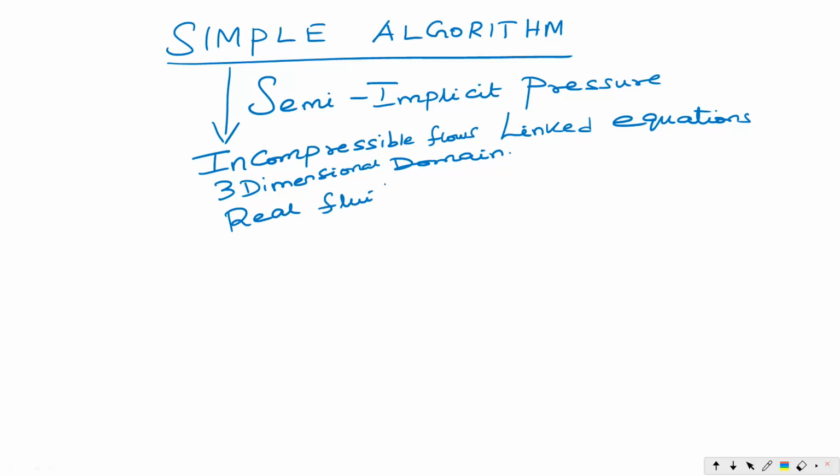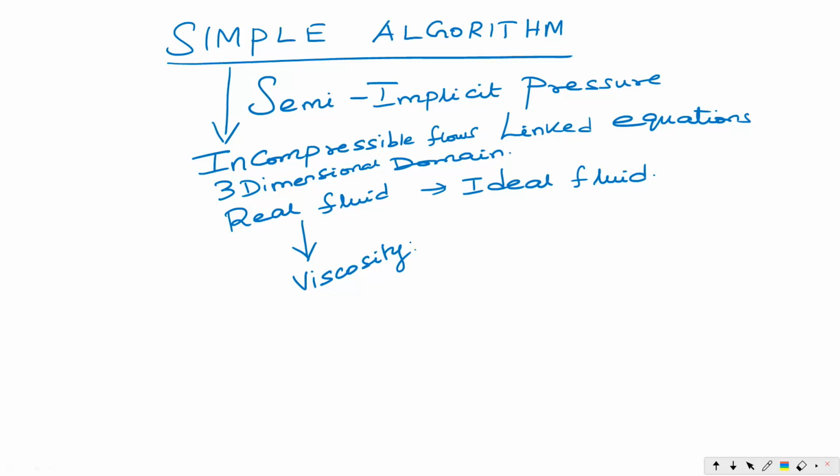Then it is applicable for the real fluid. If it is a real fluid, what is the other type of fluid? It is called the ideal fluid. An ideal fluid is a fluid which does not have viscosity, whereas a real fluid possesses viscosity. So these are the various conditions we are trying to know before entering into the SIMPLE algorithm.